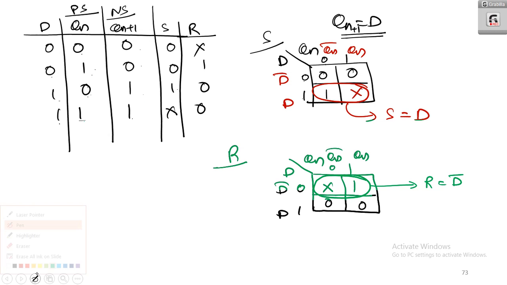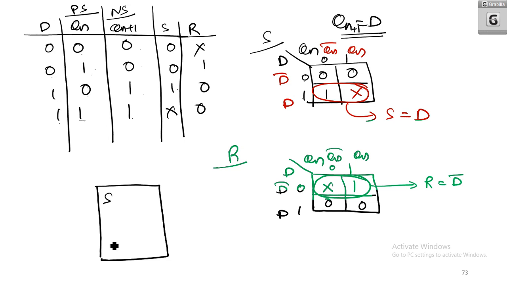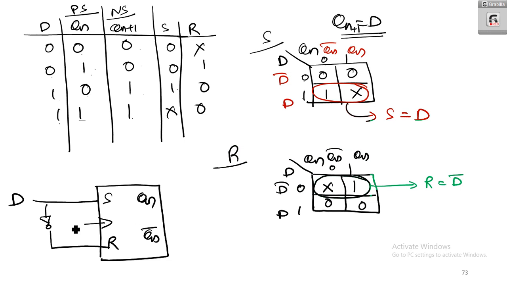So how do you redraw the circuit? Here you have an SR flip-flop. This is Qn, this is Qn bar, and the input is D. So what do you get? D is directly S, and R is D bar. We have a clock, of course. This is Qn and this is Qn bar. This is how we convert the SR flip-flop to D flip-flop.